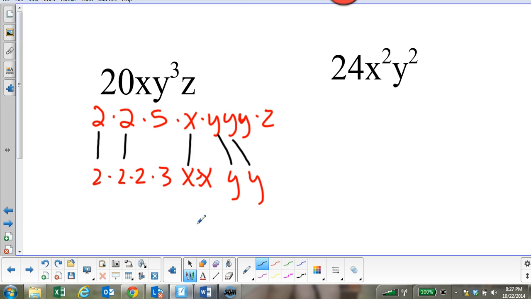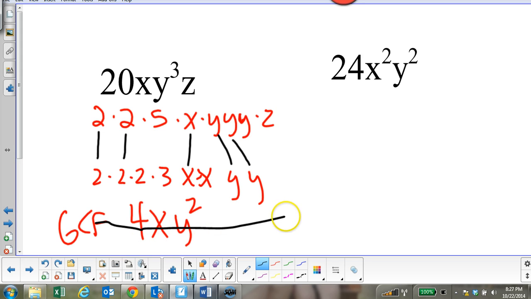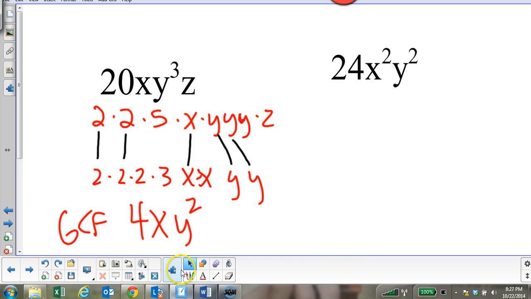2 times 2 is 4, and y times y is y squared. And that's the GCF. That's it. 4xy squared. The LCM? Well, what's left over? What did you not use? What was not part of the 20x y to the third z? What did I not use? I didn't use the 5, and I didn't use this y and z.